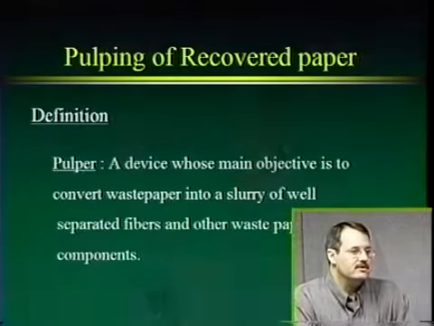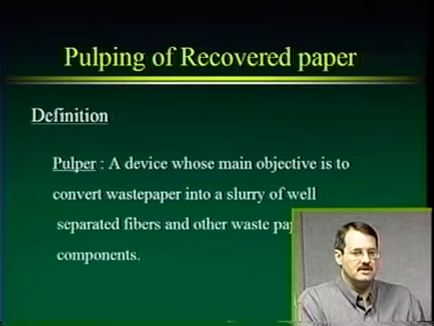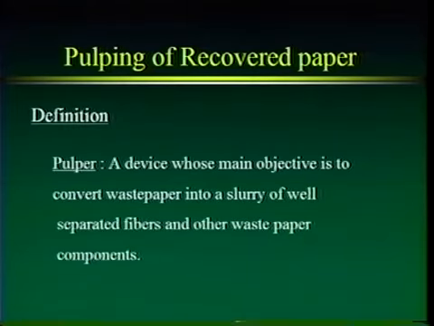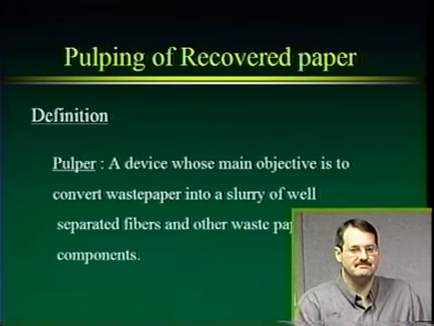Okay, the first thing we're going to cover is the pulping of recovered paper, just a definition. The definition is a device whose objective is to convert waste paper into a slurry of well-separated fibers and other waste paper components. That's the definition. If you have something like that, it's considered a pulper.